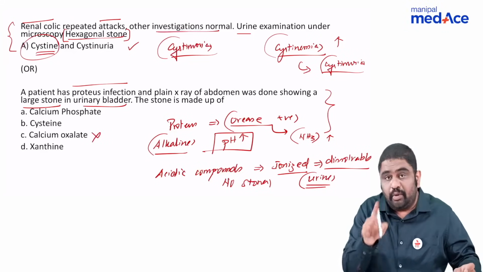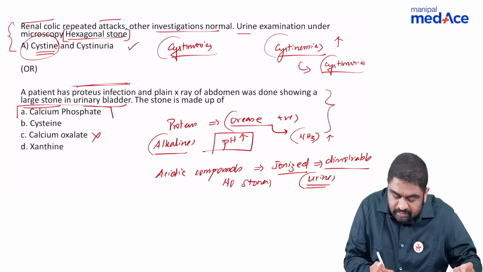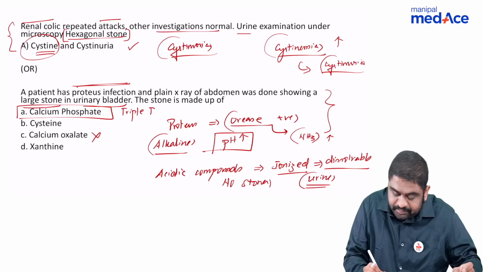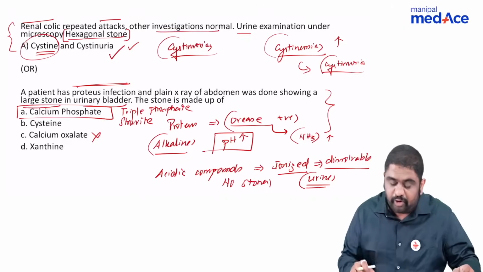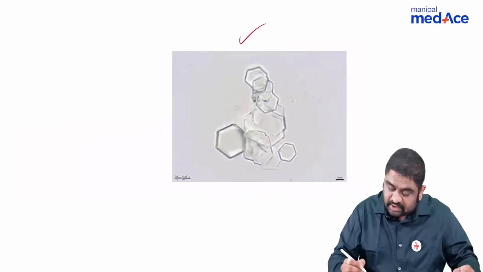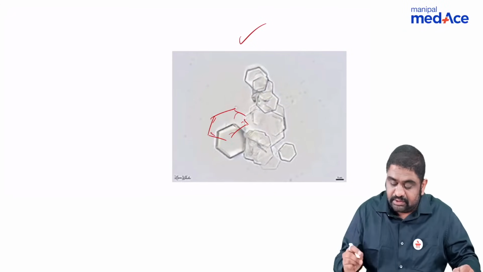But the most common stones that can happen in case of Proteus infections would be calcium phosphate, triple phosphate struvite stones. Triple phosphate struvite stones. Now, how will this stone of biochemistry look? It is how this looks. This is a hexagon. 6 edges are noticed, 6 angles are seen, hexagons.